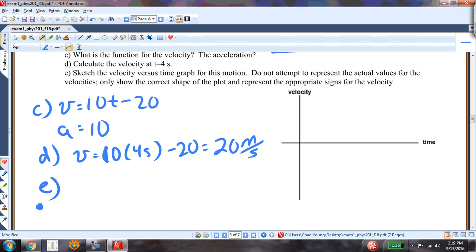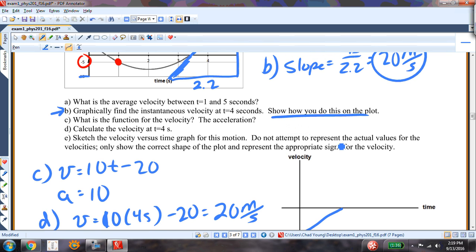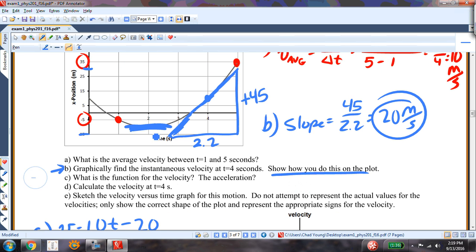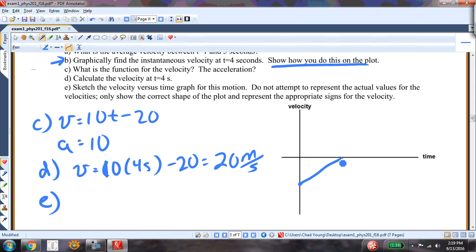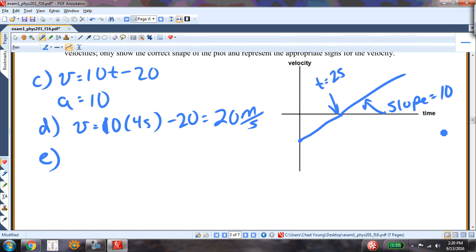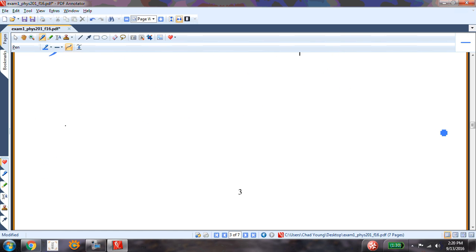And then sketch the velocity versus time graph for this, and I provide you the axes. It starts out with a negative velocity. It goes up to right here where it gets a zero velocity. See, the slope of this line is zero, and then it has an increasing positive velocity, so it's going to look like that. This is at t equal 2 seconds. I didn't require you to do this, but you should know it regardless. And the acceleration here is 10, so the slope of this line should also equal 10. All right, so that's what the graph should look like.